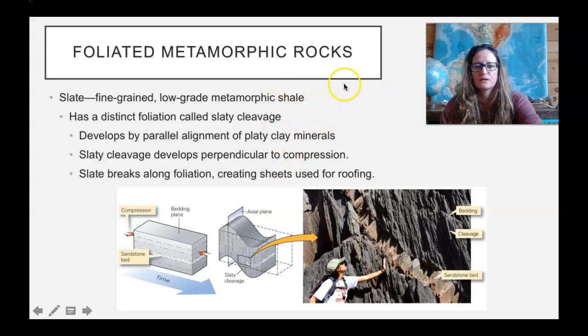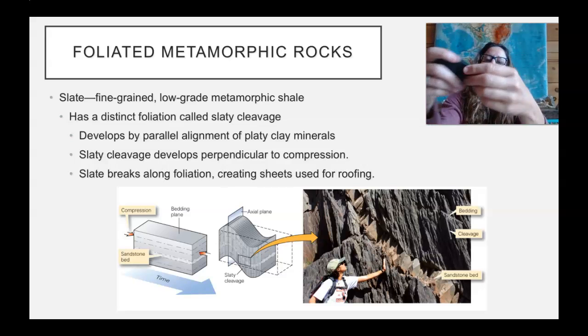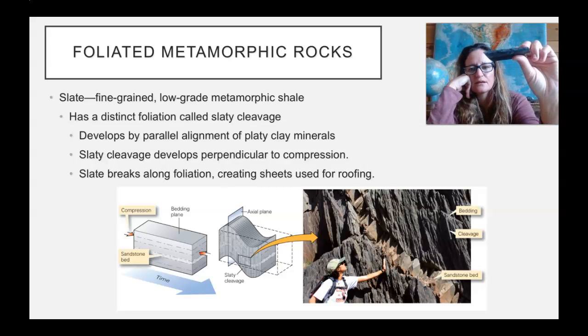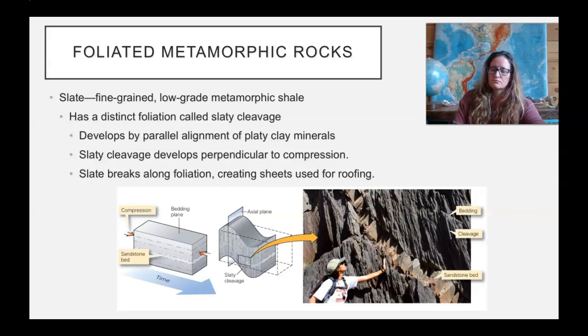All right, foliated metamorphic rocks. The first one here is slate. Slate is very fine grained, very low grade. Here's a piece of slate. And it is not very shiny. It's got some gleam to it, but it's not sparkly. You can't see the crystals that are in there. And it's a metamorphosed clay, like a metamorphosed shale or a mudstone.